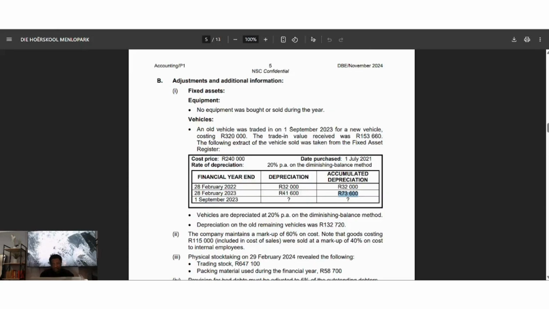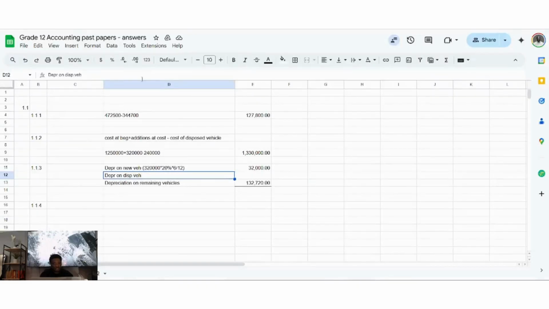So then to calculate depreciation in this case, we're going to say the cost, which is 240,000, so 240,000 for the cost minus the accumulated depreciation at the beginning of the year, so that would be minus 73,600.